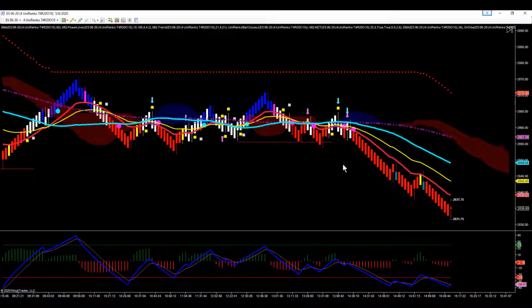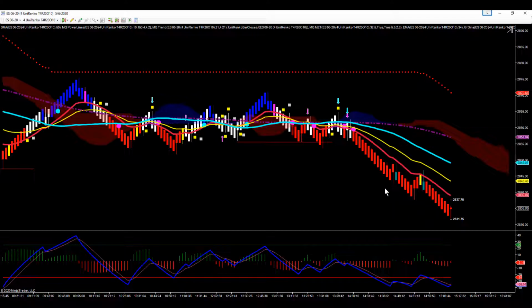So some nice confirmation off of multiple charts, suggesting the ES was going to go lower into the close, and caught a really nice trade right at the end of the day to the downside in the ES. Again, the entry was up there at 28.58. I took most of my position off at 28.38.